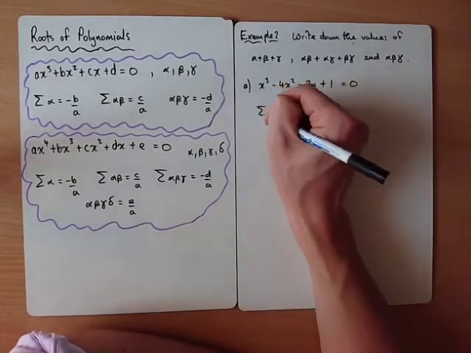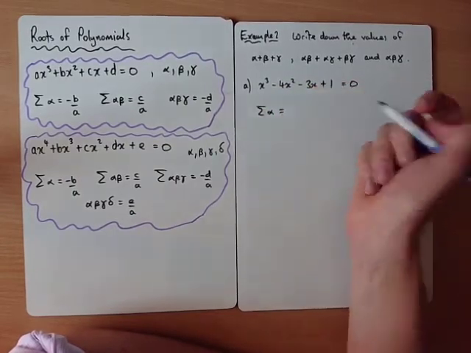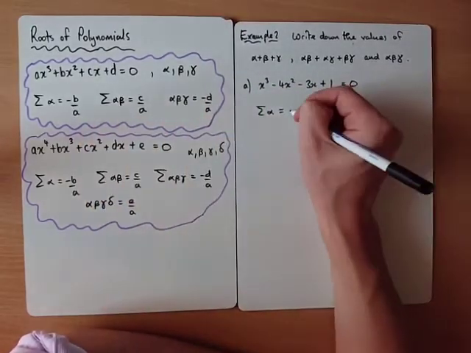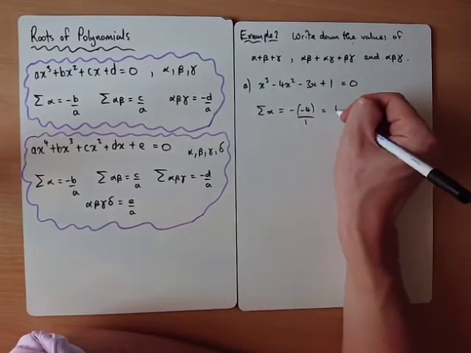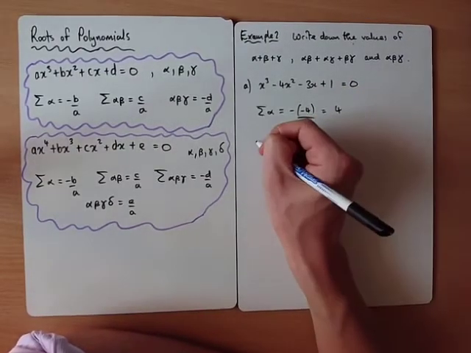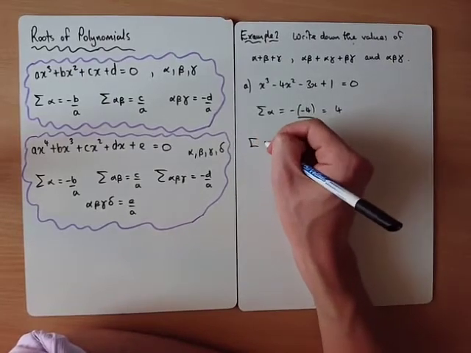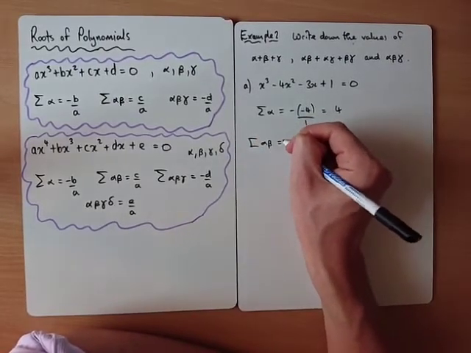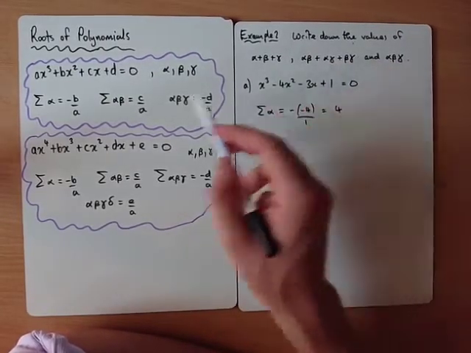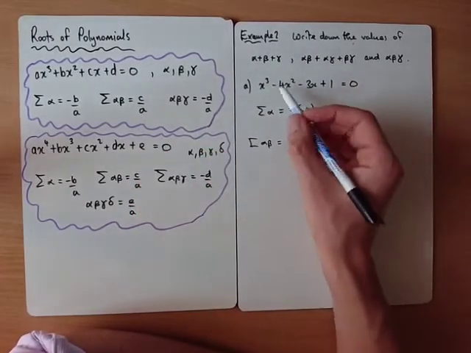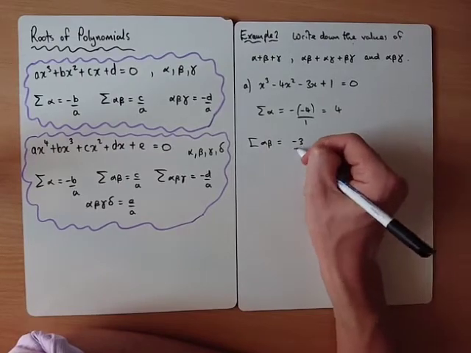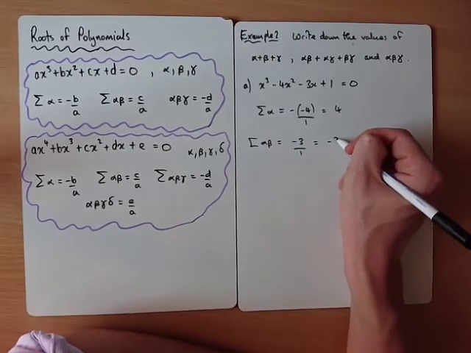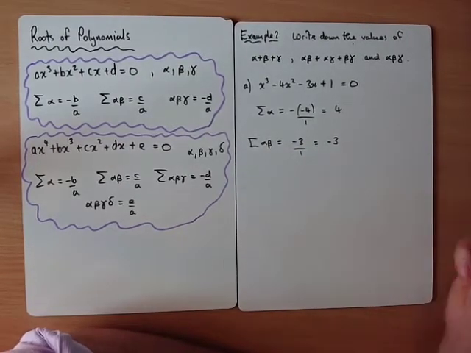So the sum of the roots is equal to minus b over a, which would be 4. The sum of the pairs is c over a, which would be minus 3 over 1, also known as minus 3.